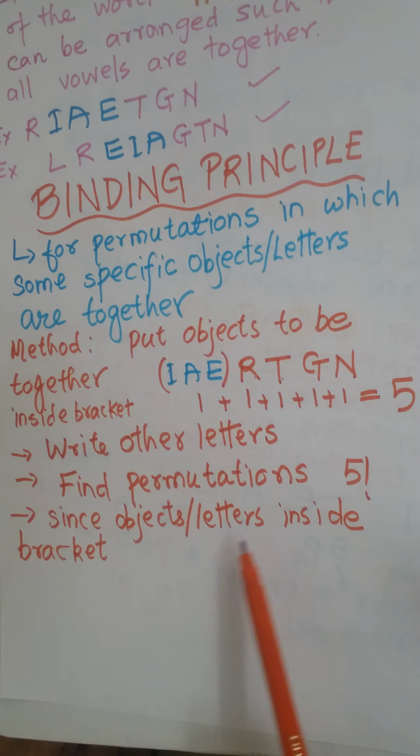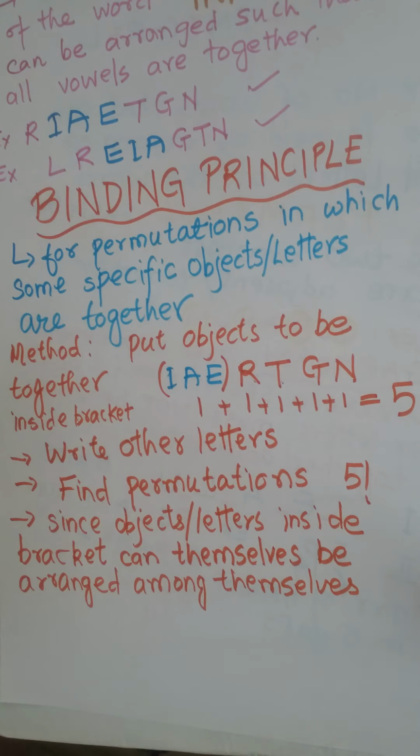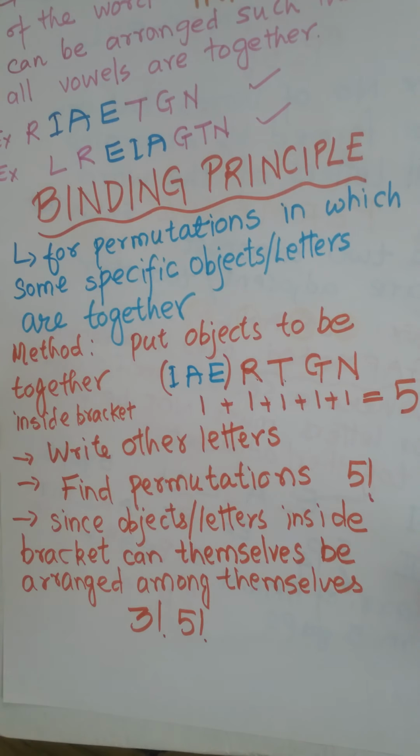Now what next? Since the letters inside the bracket can themselves be arranged among themselves, this means I, A, E can be arranged among themselves in how many ways? There are 3 letters I, A and E, so they can be arranged in 3 factorial ways. So that we will multiply with 5 factorial, which gives us the answer. Okay, that's what we call the binding principle.